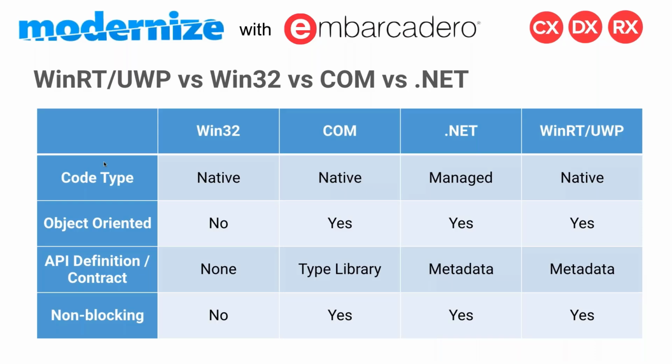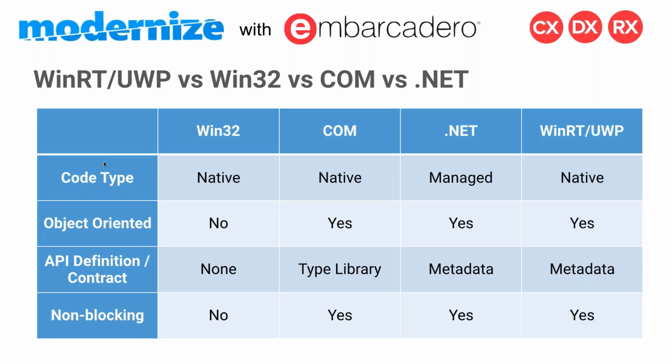So this is a quick comparison of Windows Runtime or Universal Windows Platform versus the good old Windows 32, Win32, versus COM, Component Object Model, and versus .NET. The code type in Windows 32 is native. In COM is also native, but in .NET is managed. So now with Windows Runtime or UWP, we are going back to be native for performance. Windows 32 originally was not object-oriented. COM, .NET, and Windows Runtime are object-oriented.